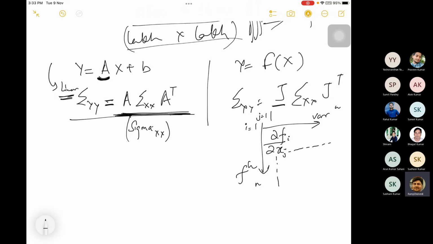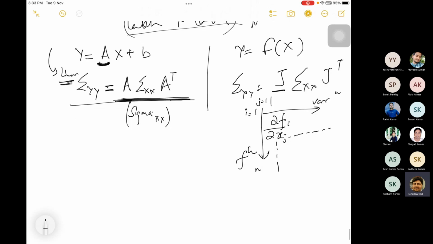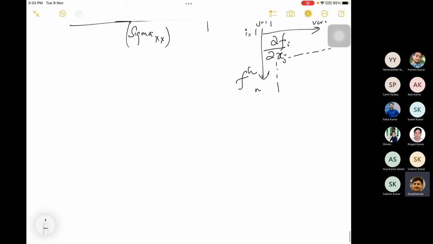So why I made this little background, because this error analysis needs this background. Okay, so let us start with this. Now everybody is very clear. Let us just start this discussion on error distribution.